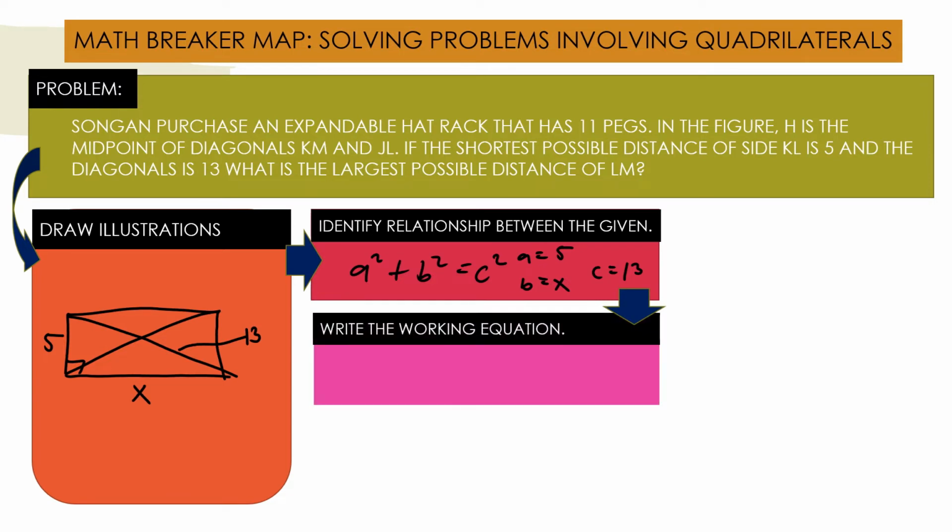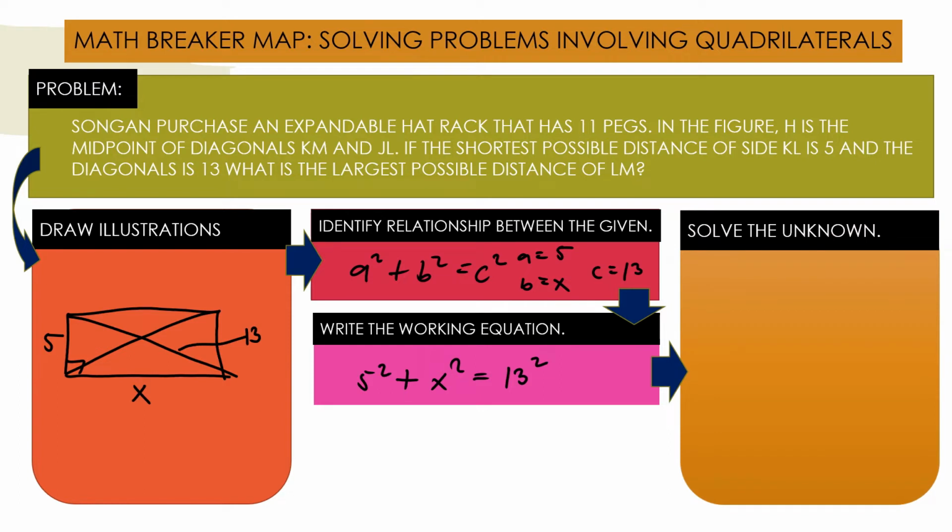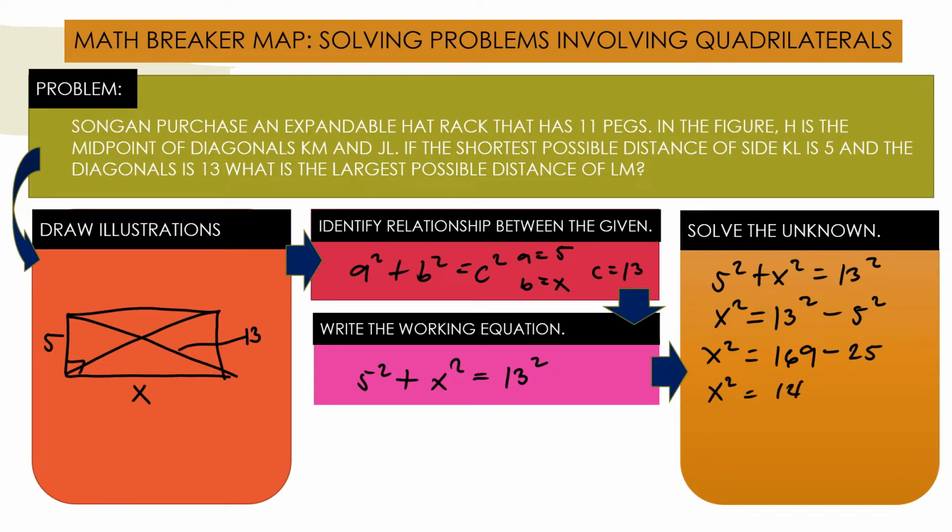Okay, so what will be our working equation? I will now substitute. So we will be having 5 squared plus x squared is equal to 13 squared. Moving on, to solve for the unknown, let us have 5 squared plus x squared is equal to 13 squared. Isolating our variable x squared, we will be having 13 squared minus 5 squared. Solving further, you will be having 169 minus 25. X squared is equal to 144.